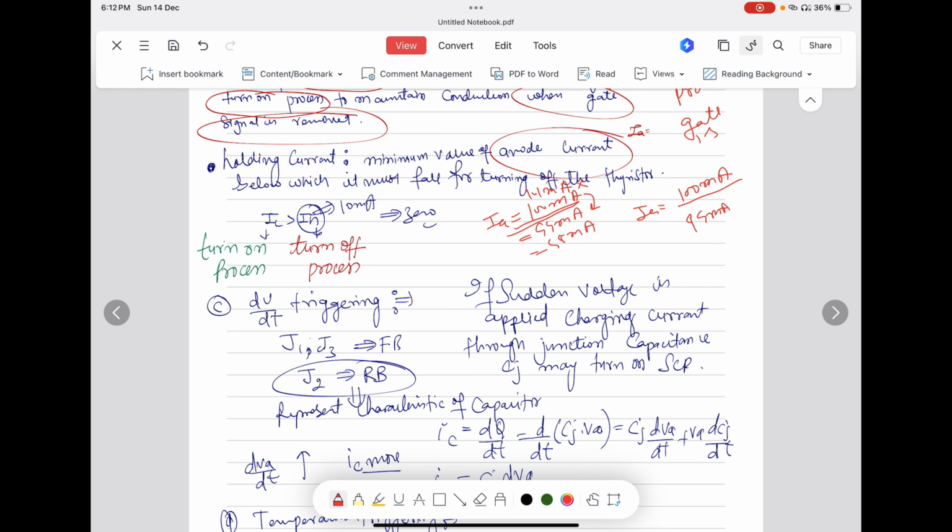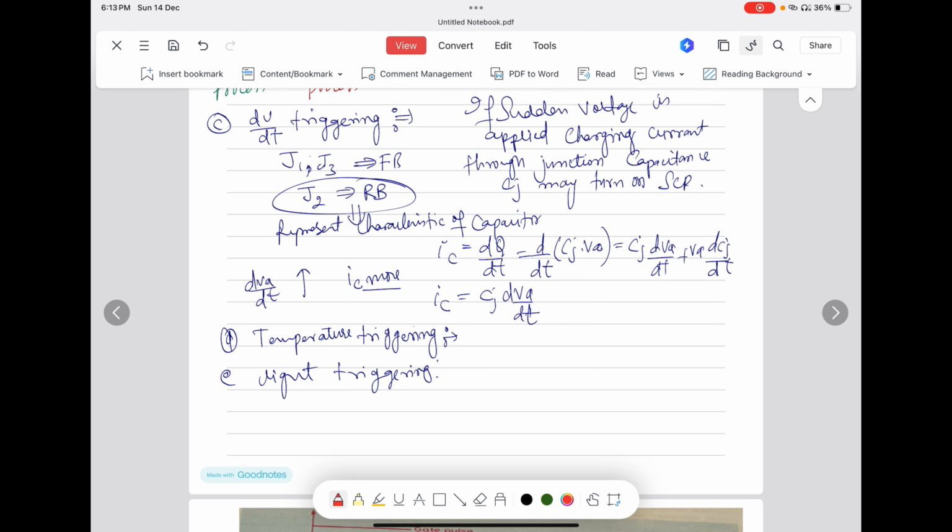Also, there is confusion among students about latching and holding current. You should know that latching current is associated with the turn-on process and holding current is associated with the turn-off process. The value of holding current is basically 10 milliampere as written in the books.